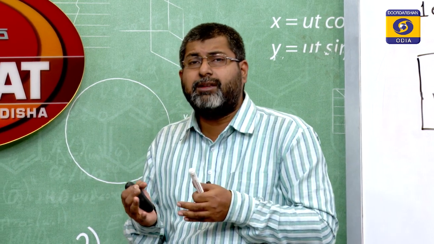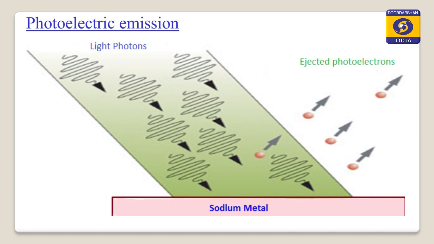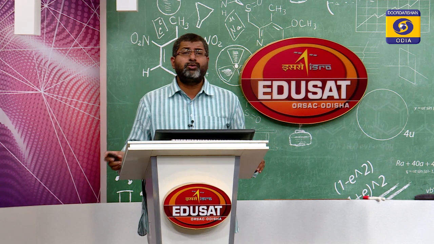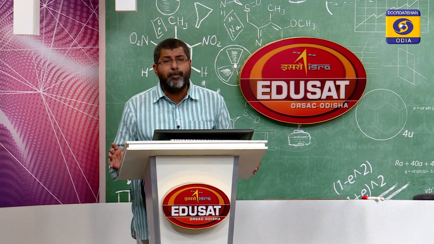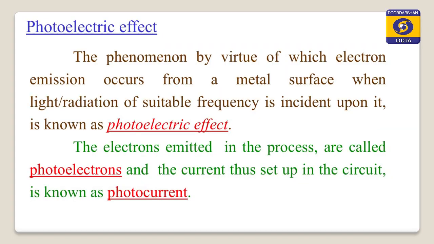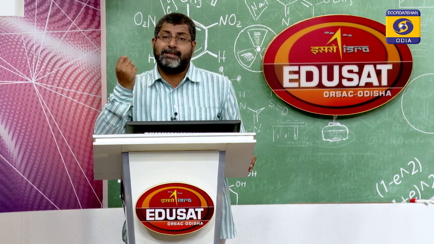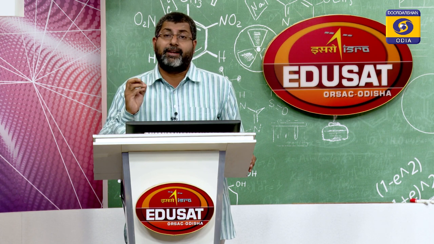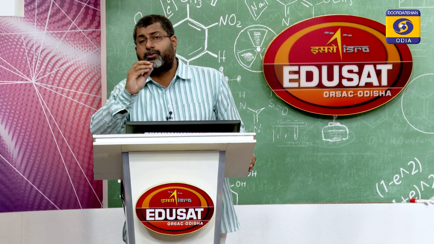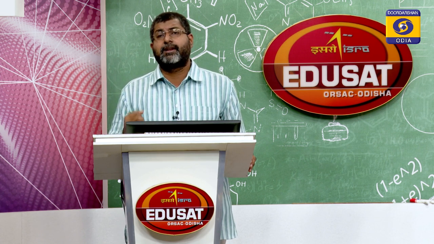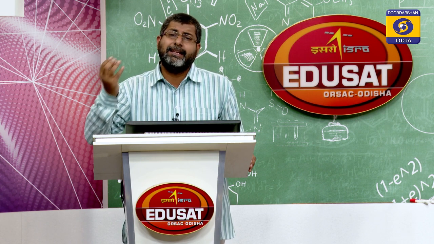Now, come to the 4th type of electron emission. This is the photoelectric emission, which is the current topic that we are going to discuss in detail in this chapter. So, photoelectric emission is a phenomenon by virtue of which electron emission occurs from a metal surface when a light or a radiation of a suitable frequency is incident upon it. Now, why am I saying that a light of a suitable frequency? Because only a light of suitable frequency will have enough energy to drag this electron out of the metal surface, or to provide it the necessary work function.